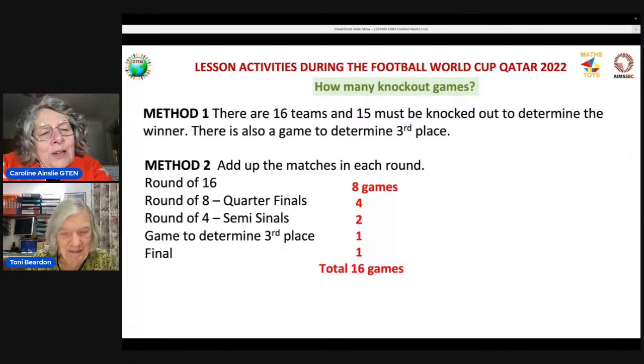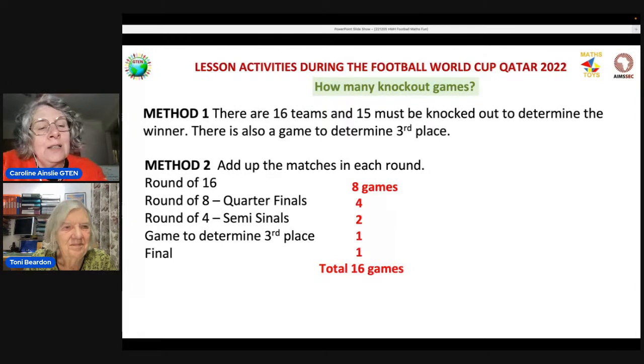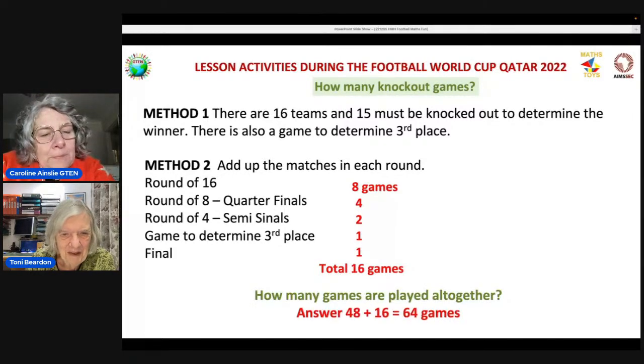I also like the logic that there are 16 teams and 50 must be knocked out, and then you've got the extra game. But I would have to think about that carefully. I'd have to go back and basically do method 2 so that I was sure I got method 1 right. So maybe a combination of them both. One checks the other. So you've got 48 games in the group rounds and then 16, making 64 altogether.